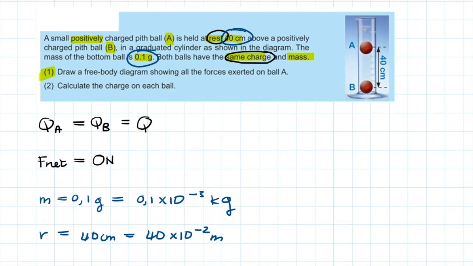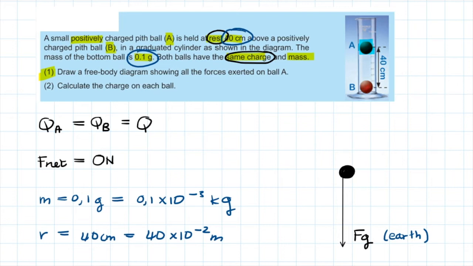Question number 1 says, draw a free body diagram showing all the forces on ball A. Ball A is the one that is held at rest 40 centimeters above B. Ball A is an object which has mass. If it has mass, there is a gravitational force that the Earth is exerting on that object. So this Fg is the force of the Earth on ball A. Now ball B is a charged object, and therefore ball B is exerting a force on ball A.